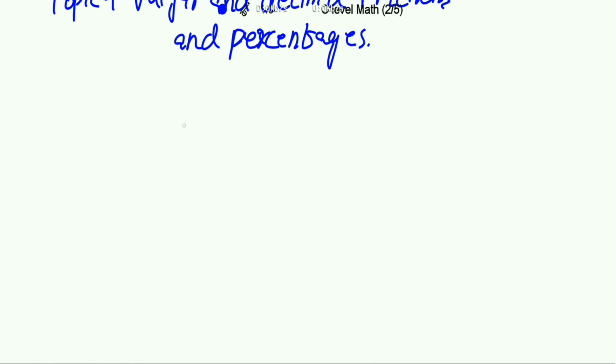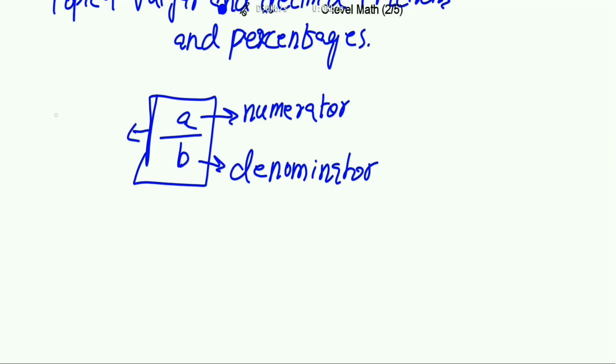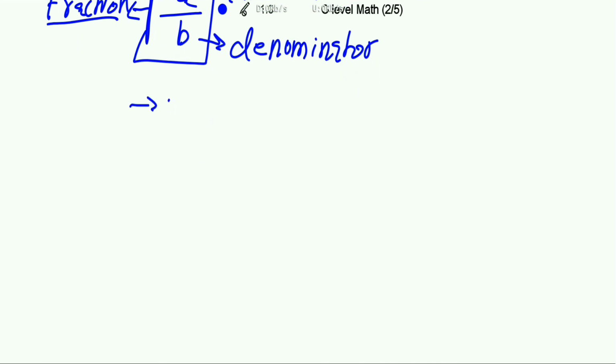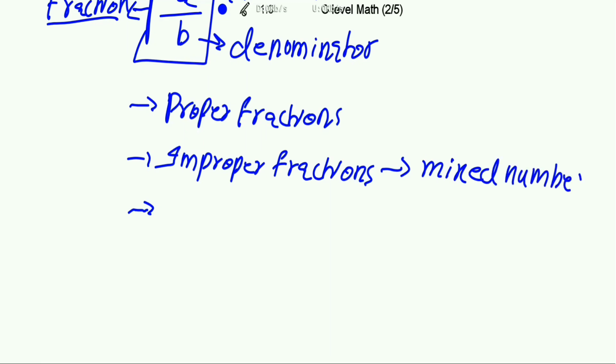So let's start with fractions. What is a fraction? A fraction can be written in the form a upon b. This whole thing is a fraction. A is known as the numerator, and the bottom is known as the denominator. There are two types of fractions: proper fractions and improper fractions, and you can convert an improper fraction into a mixed number.